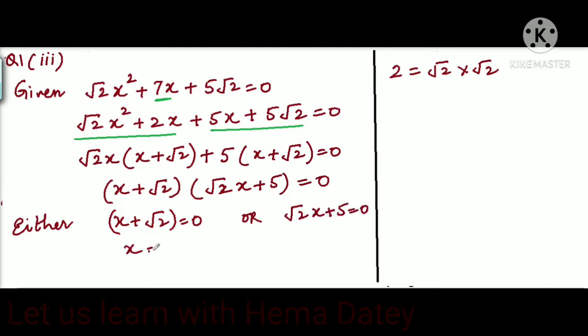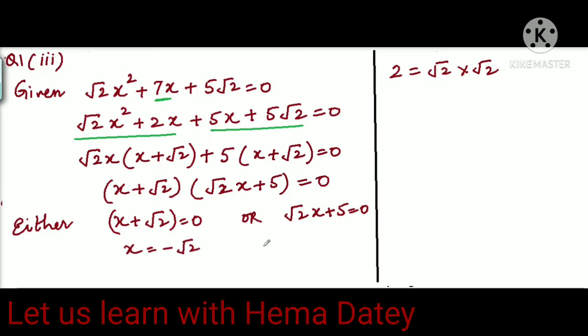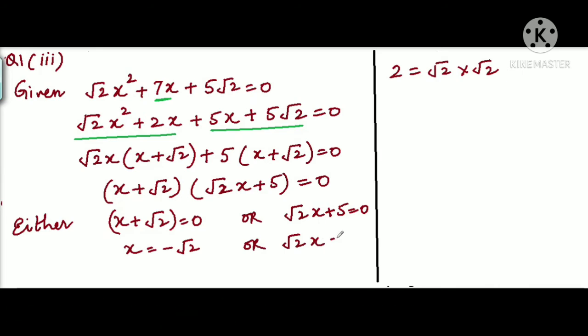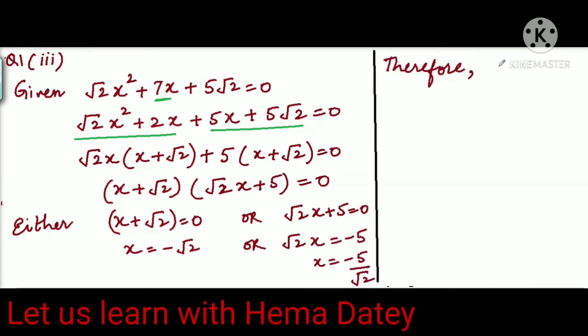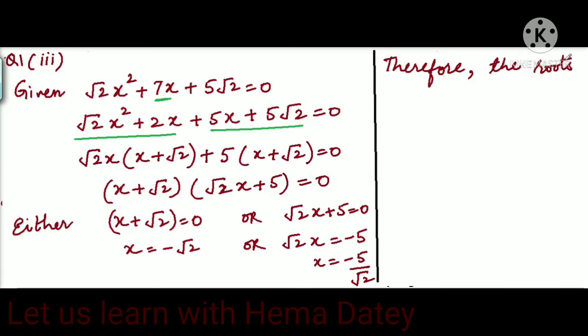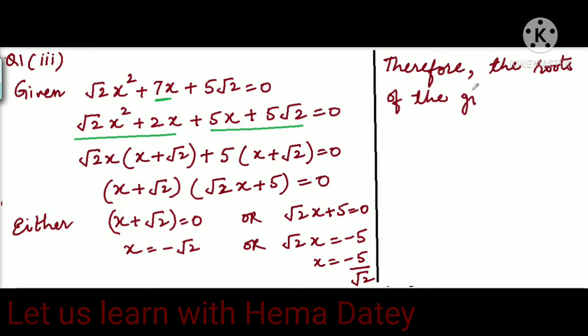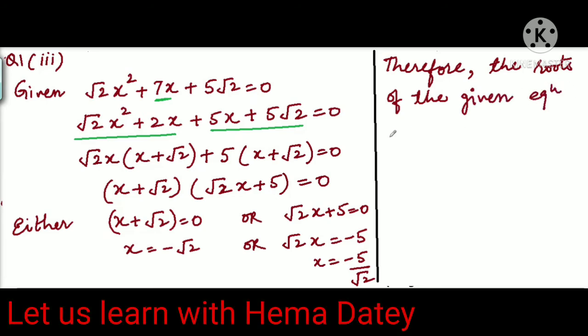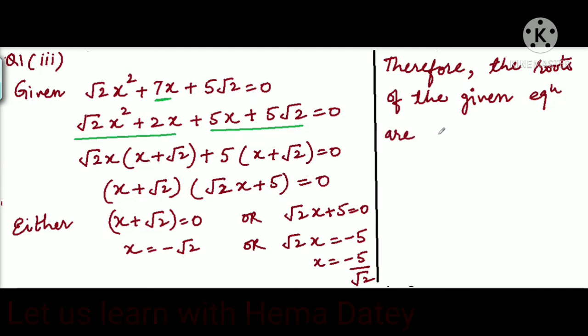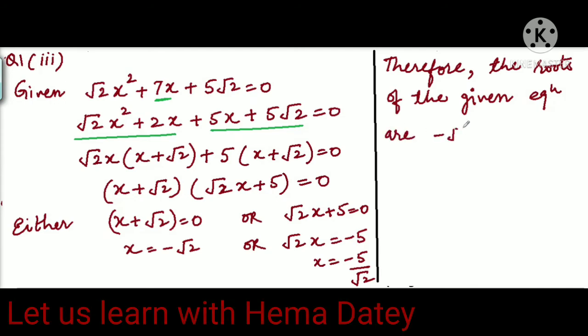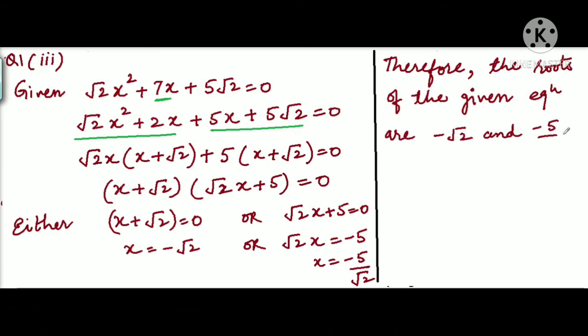Let's solve it to get the value of x. x + √2 = 0 will give us x = -√2, and from the second we get √2x = -5. It will give us x = -5/√2. Therefore, the roots of the given quadratic equation are -√2 and -5/√2.